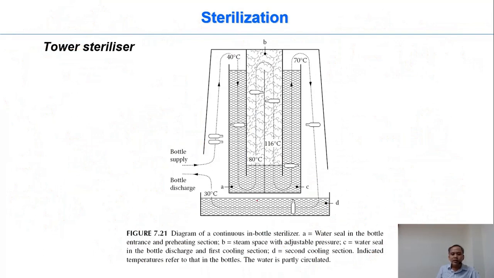Now we look at the temperature differences here. You see inside here the milk will be heated up. The temperature here is 80, here is 40, but the temperature of the steam inside is 116 degrees C, and then outside you can cool down and so on. The principle.